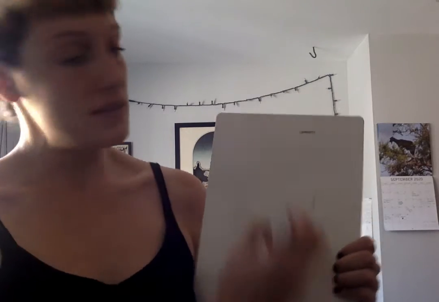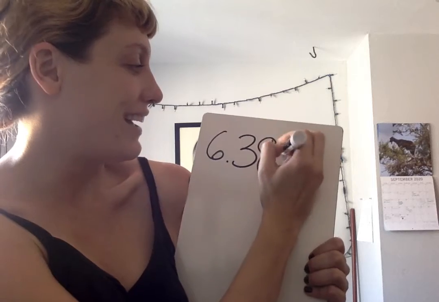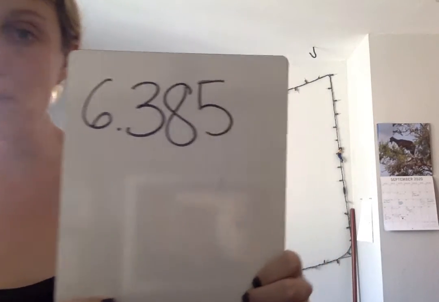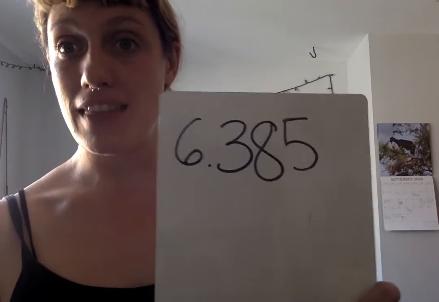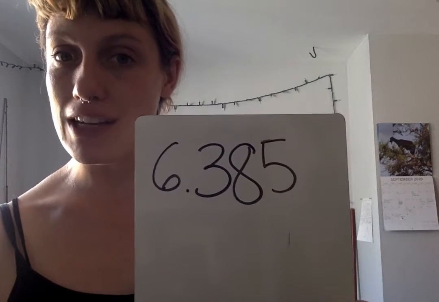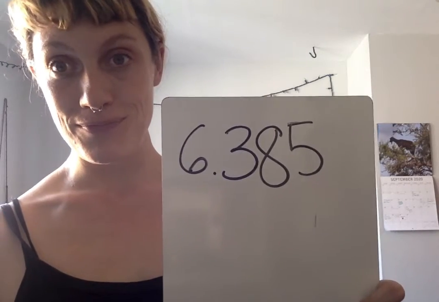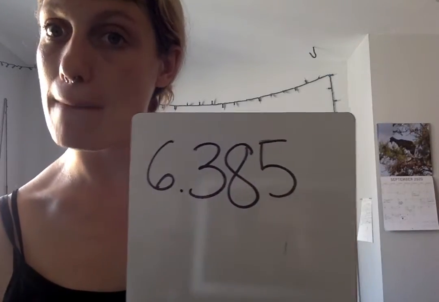We'll go ahead and do another one. Remember that you should be writing what I write down so that you can show your work later. Okay, same value. Say this number out loud. Say it out loud. Hopefully you remember from last time. 6 and 385 thousandths. And now we're going to round it to the nearest hundredth. Okay? If you need to pause and think about it, do so. Once you're ready, come back.